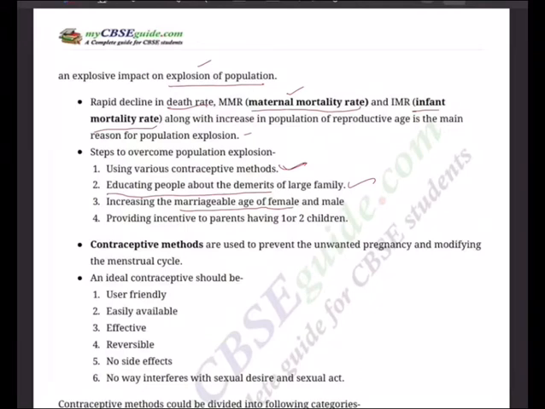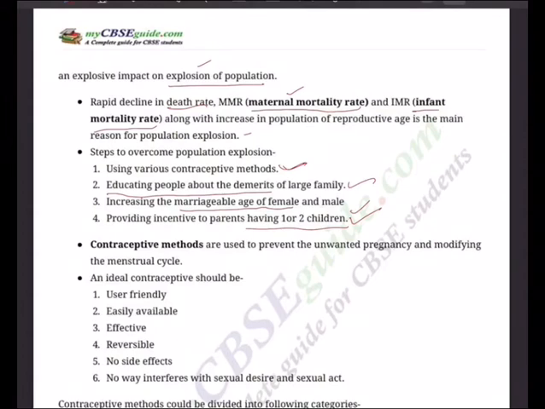And then providing incentives to parents having 1 or 2 children. Of course, that is yet to come in our case, but the Government of India has already introduced the one girl child norm. If there is one girl, a lot of benefits are there. Benefits are being given by the central government as well as the state government. But as such, if a family is having 1 or 2 children, the government may be initiating a lot of benefits. And in some countries, many incentives were given to the parents having 1 or 2 children.